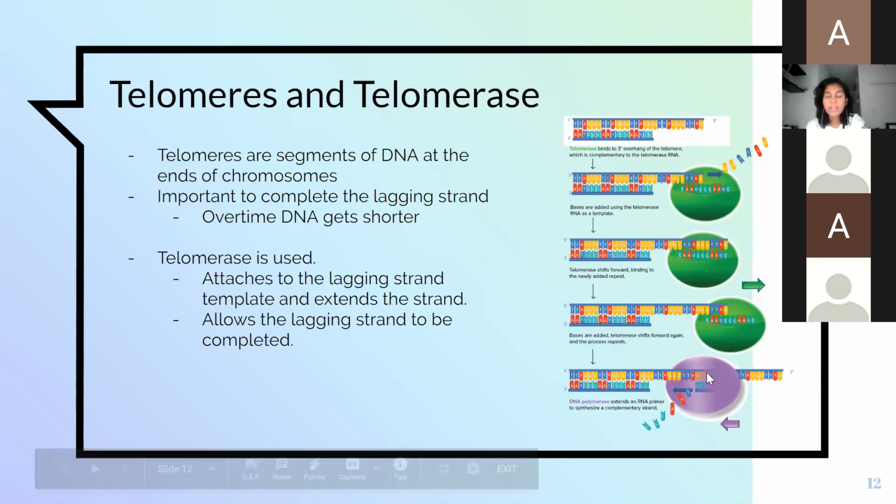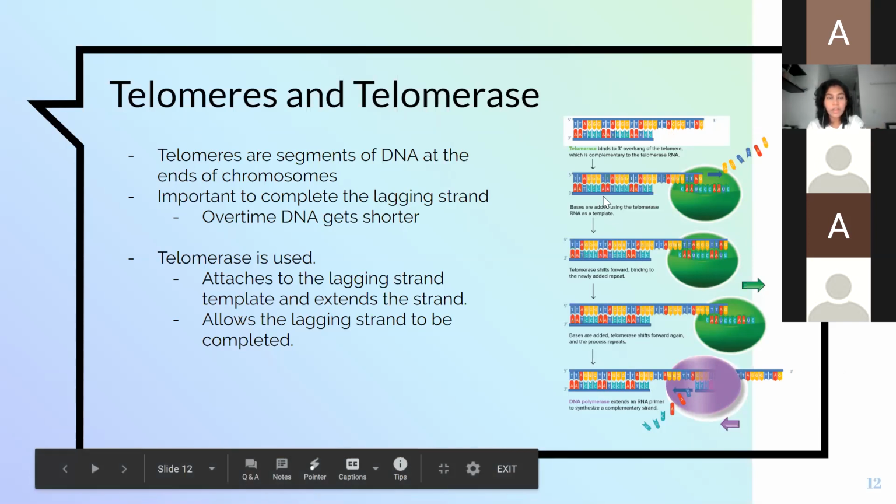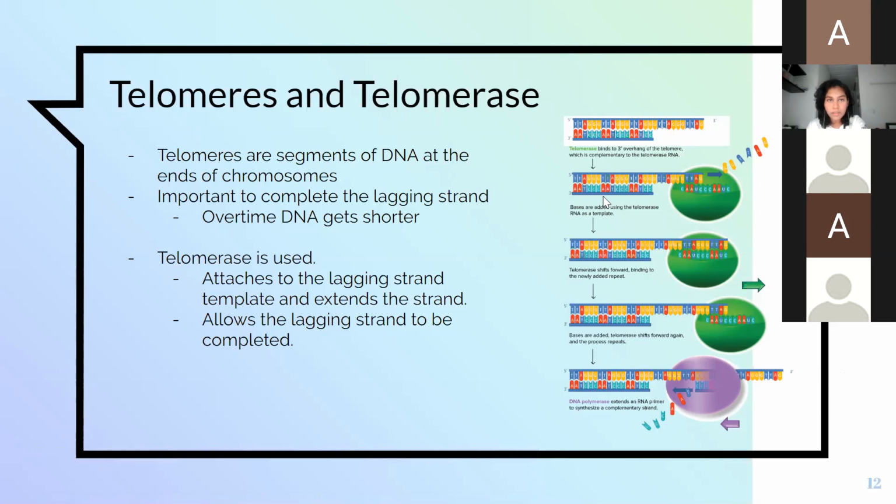And this helps not to lose any important genetic sequences or genetic information, because telomeres don't really account for much genetic function. Over time, when it comes to the lagging strand, the DNA does get shorter. And just one quick tip, this is what gives us our aging, really, the shortening of our telomeres.